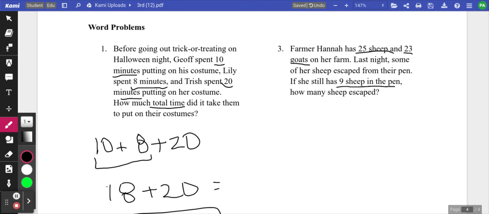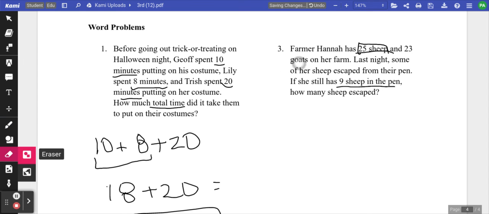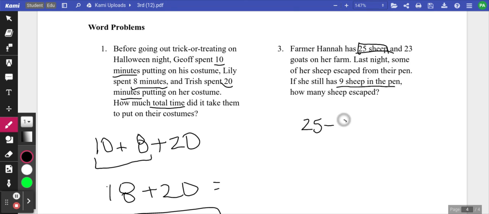So right off the bat, we're just gonna focus on the sheep. The 23 goats, not important, so we're just gonna erase that. So there's still 9 left, but we don't know how many escaped. But in order to do that, we're going to subtract the 9 sheep that are still there in order to figure out the 25 or the other sheep that are gone. So 25 minus 9, and you get 16 sheep have escaped.